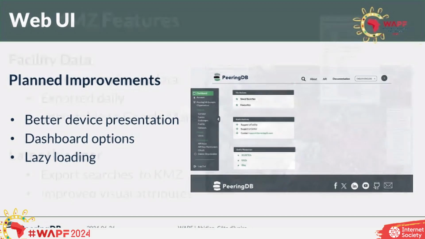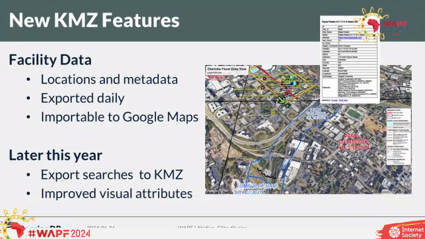This is just one feature I think is really useful for KMZs. If you're using those for your fiber designs, your fiber routing, you can now start to export data from PeeringDB into a KMZ. For facility data, you can now start to map facilities onto a KMZ, so the locations. We export these daily, and then you can import that KMZ to Google Maps. And later this year, we're going to start doing searches that you have to KMZ. So you can generate customized KMZs, and you can take that maybe with a design or a map from your fiber provider, and you can start to overlay these things together.